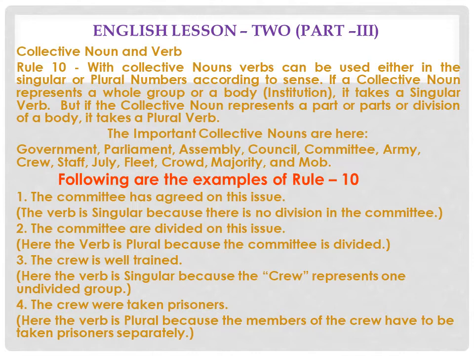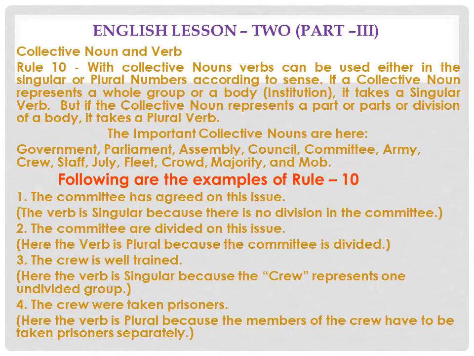Example number 2. The committee are divided on this issue. Here the verb is plural because the committee is divided. The members of the committee are divided while taking the decision. That's why the verb 'are' is used in this sentence. Example number 3. The crew is well trained. Here the crew is taken as a whole, so the verb is singular because the crew represents one undivided group. Example number 4. The crew were taken prisoners. Here the verb is plural because members of the crew have to be taken prisoners separately.